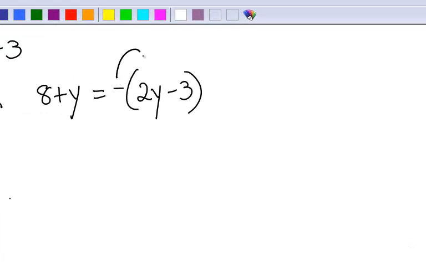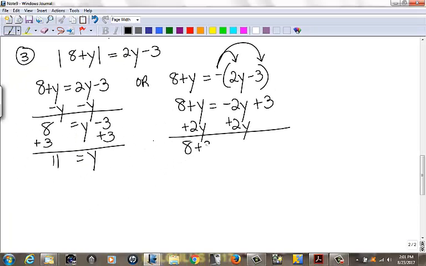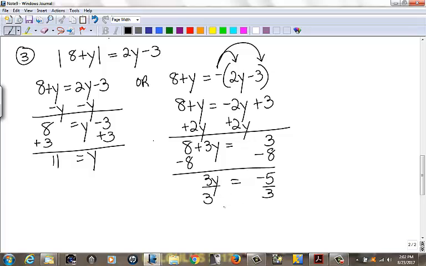Now distribute this negative sign. Distributive property. So I have 8 plus y equals negative 2y plus 3. Good with that? Get the y's together. I usually get them positive, so I'm going to add 2y, and then subtract 8. I get 3y equals negative 5. Divide by 3, and I get y equals negative 5/3.